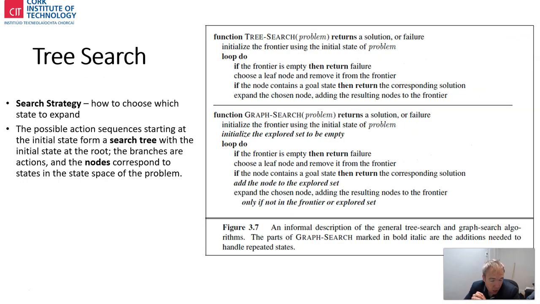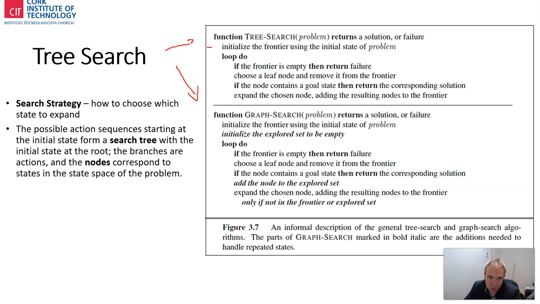So, our general tree search algorithm, we're going to show it informally here. With our search strategy, how do we choose which state to expand? We have a possible action sequence starting with the initial state at the root. Branches are actions, nodes correspond to states in the space of the problem. So we have 2 different implementations here: tree search and graph search. We'll talk about graph search in a moment. We'll just focus on tree search right now. Tree search takes in our problem definition and it will return a solution or failure.